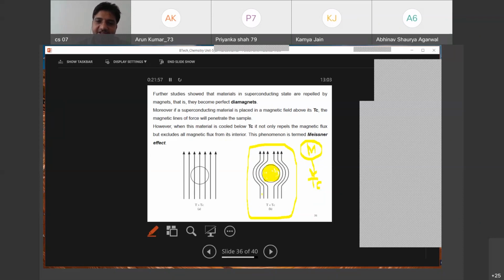So here you can see the arrows are not penetrating your sample. This is also the feature of a superconducting material, and this phenomenon, this mechanism, is called the Meissner effect. What do we call it? We call this effect the Meissner effect. Did everyone understand this? Yes, sir. Okay. Good.